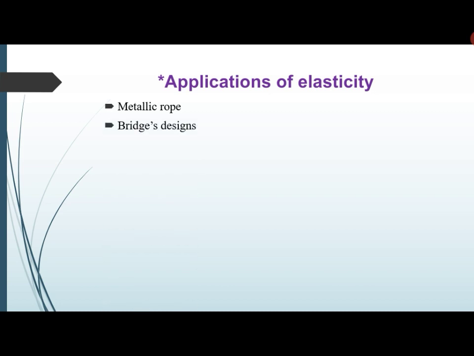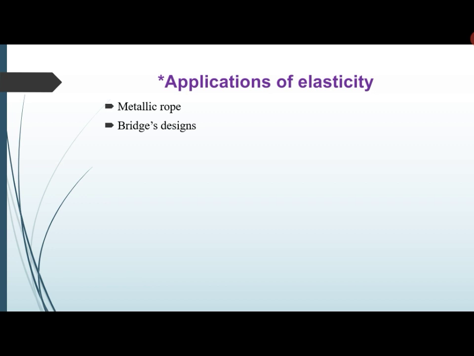Now we have so many applications of elasticity, like metallic ropes. We consider metallic ropes, whose thickness is chosen for use in cranes to lift heavy loads, and we decide the thickness by knowledge of the elastic limit of the material and the factors of safety.